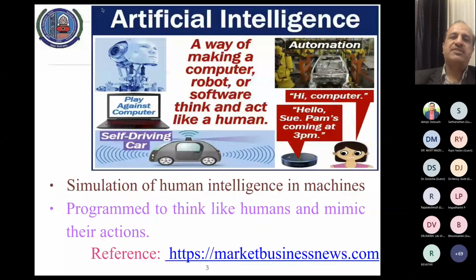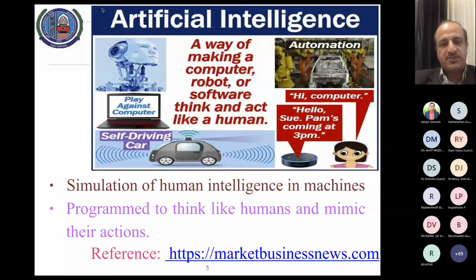A long time ago it was started, believing that AI can do miracles. Then the time came when the investment cost of AI was too much, and we had to stop this project in between. After a span of 20 years, again it was felt that yes, this is a system in which a computer, a robot, or a software can think as well as act like a human being.